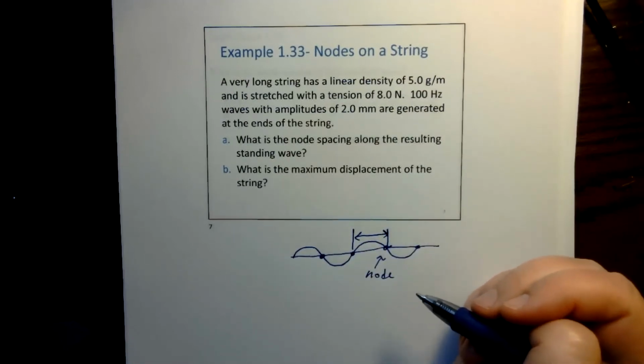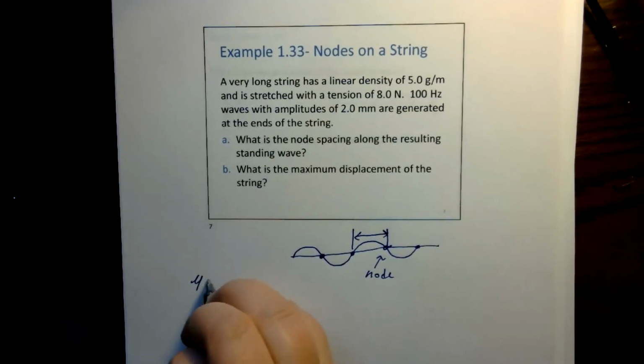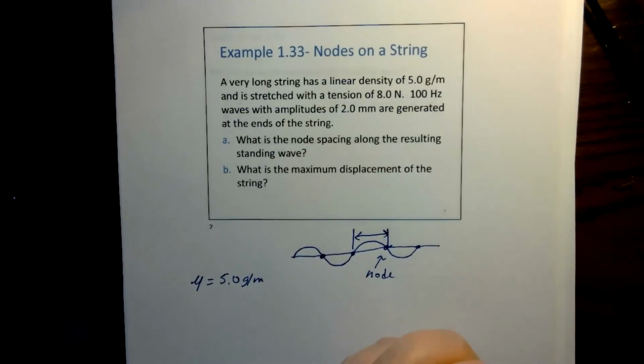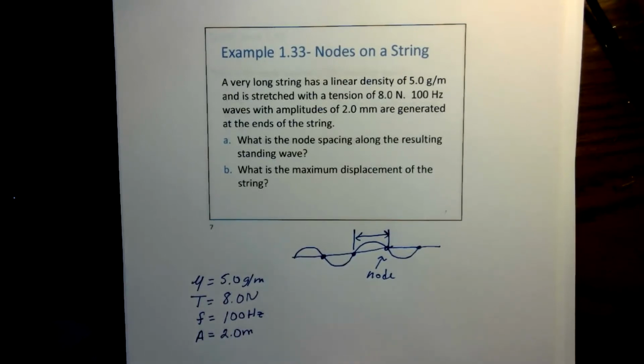Okay, so we start reading this problem. It talks about things like linear density. What symbol do we use for linear density? So mu is equal to 5.0 grams per meter. Okay, it also tells us our tension T is 8.0 newtons. Our frequency, 100 hertz. And our amplitude, I'm just going to call it capital A, is 2.0 meters. Okay, make sure as you read through that, you can identify all of those parts.